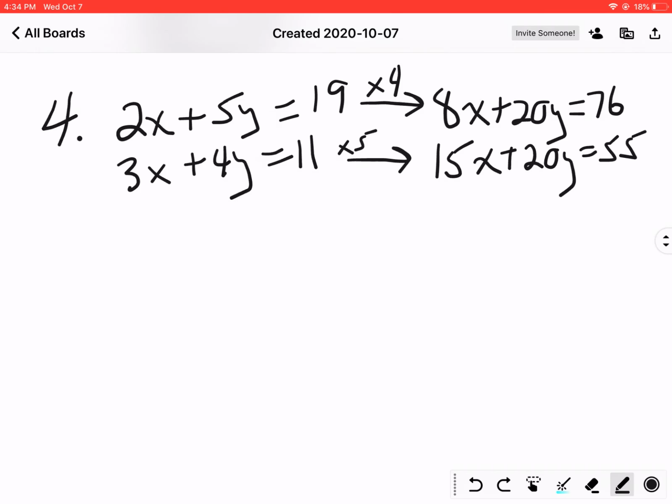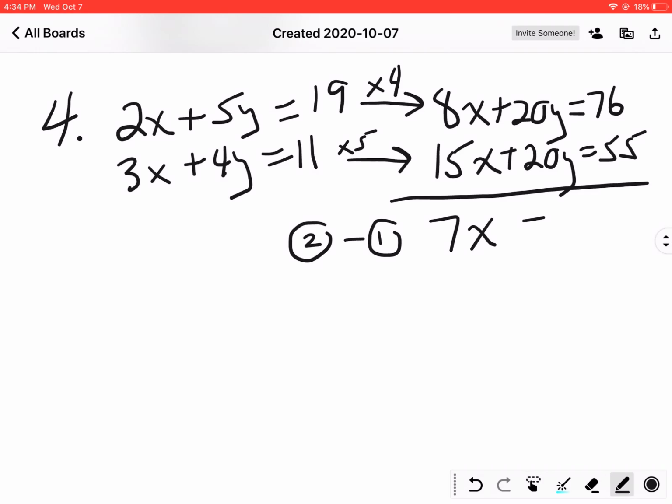I'm going to take the second equation. I didn't label them, I can't fit it in here. I'm going to say second equation minus the first equation. 15x minus 8x is 7x. 55 minus 76, got to do it the same way as I did the first one. That's going to be negative 21. Dividing both sides by 7, x is negative 3. I'll circle that.